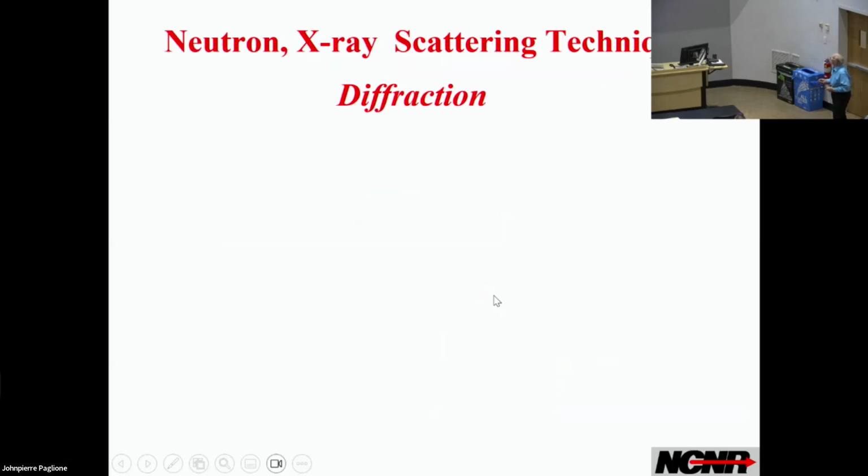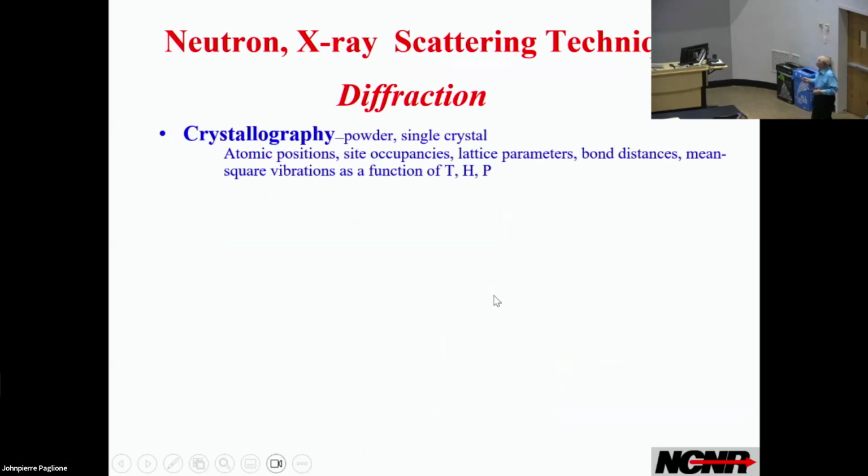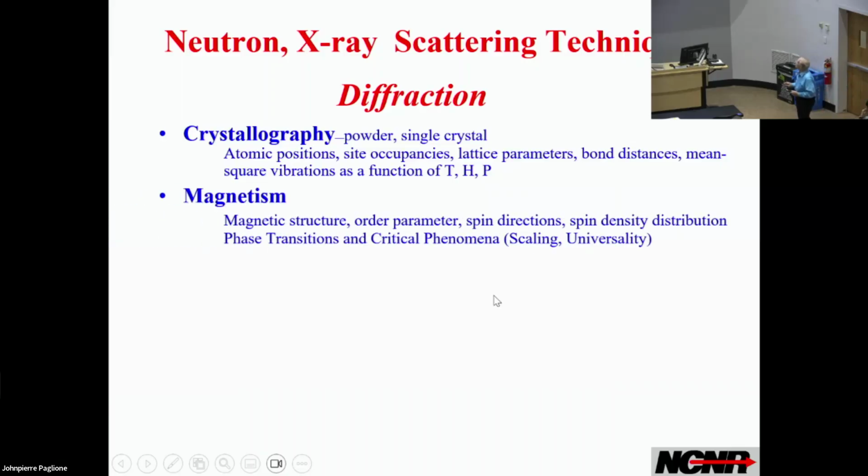Okay. So in summary, crystallography, you do powder diffraction, single crystal, you can get atomic positions, site occupancies, lattice parameters, bond distances, mean square displacements, and you can do those all as a function of temperature, magnetic field, pressure, whatever thermodynamic entity you're interested in. And you get the same type of information for magnetism.